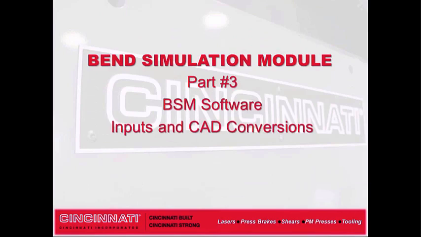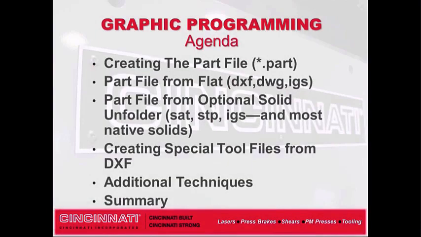Today's topic, Part 3, BEN simulation software, inputs, and CAD conversions. Here's our agenda. We'd like to talk about creating the part file, the .part file, which is the 3D representation of the part that you would like to make. You'll recall in the other video clips we talked about the part file, but we never really touched on how to make that. And there was a reason for that. We wanted to divide the process of programming from the process of converting and making that part file. And that conversion process is what we're going to cover today.